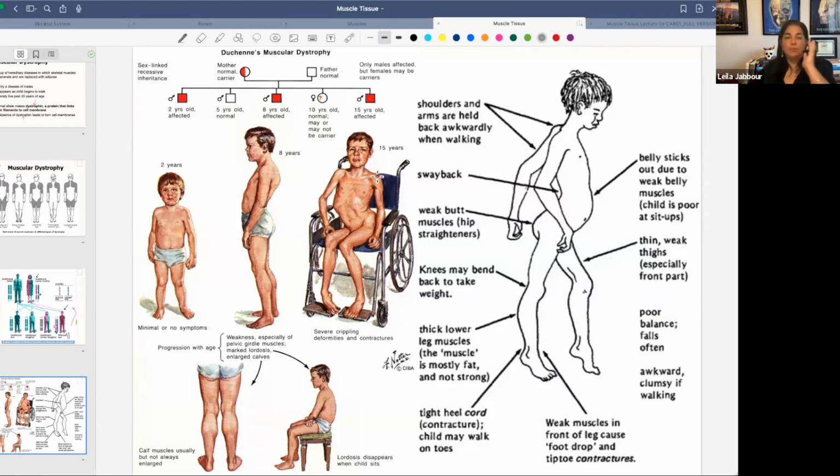Yeah, so I added this particular slide from Netter to give you a bit more idea on the development of the disease. That son is the boy I met. He was my son's age, 14. He didn't look as deformed, but he was wheelchair bound.